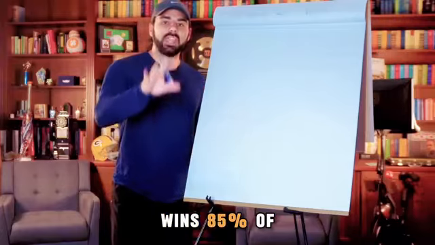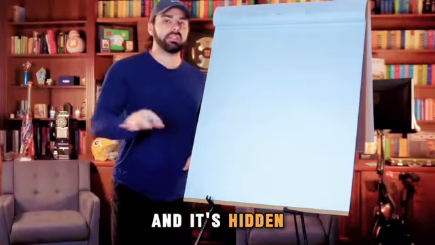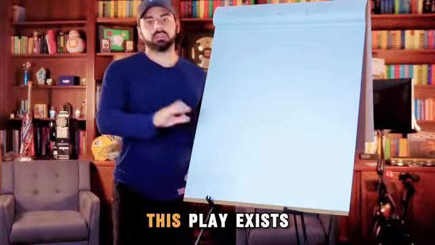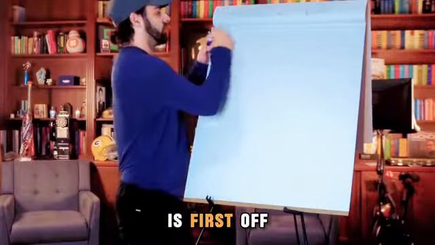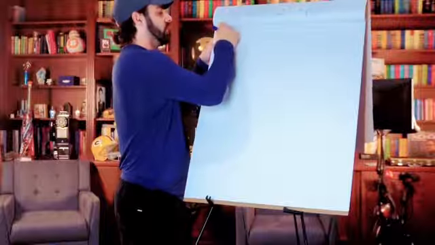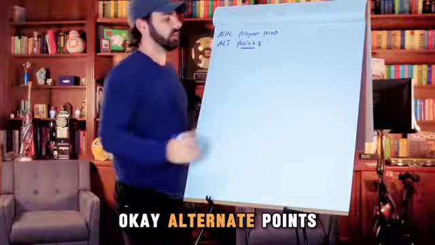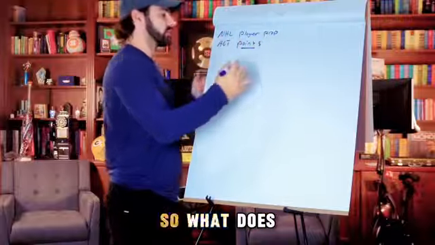Now this strategy wins 85% of the time in the NHL, and it's hidden in plain view, but most sports bettors overlook it and they don't even know that this play exists. So what it is, first off, what type of play is this? It's going to be an NHL player prop, alternate points, okay? Alternate points by a player.